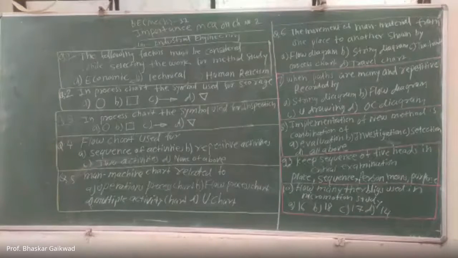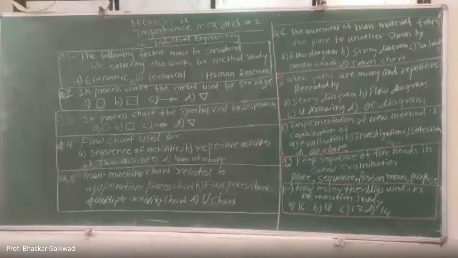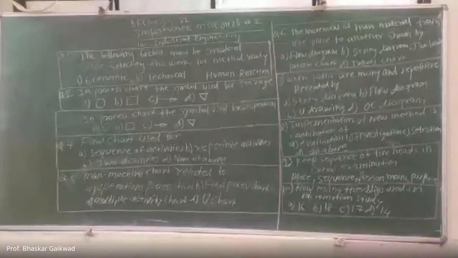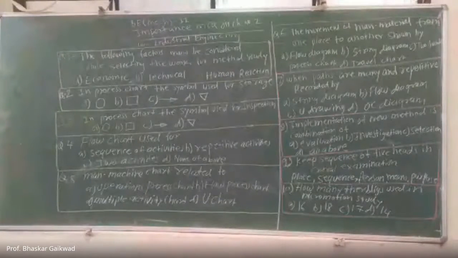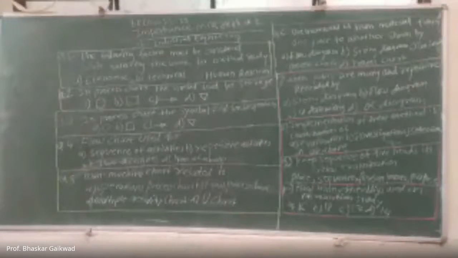Second question. In a process chart, the symbol used for storage means if you want to store any material, which symbol is used? The circle, then square, then arrow is there and triangle is there. So triangles we always have to use for storage purpose.